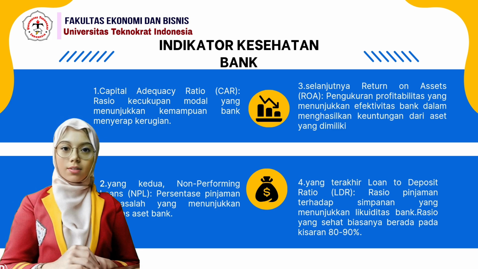Next, return on assets, ROA, a measurement of profitability that shows the effectiveness of the bank in generating profits from owned assets. High ROA indicates that the bank is efficient in managing its assets. Lastly, loan-to-deposit ratio, LDR, the ratio of loans to deposits that shows the bank's liquidity. A healthy ratio is usually in the range of 80 to 90%.